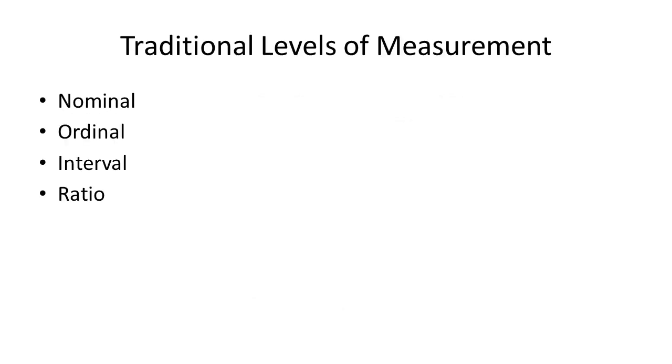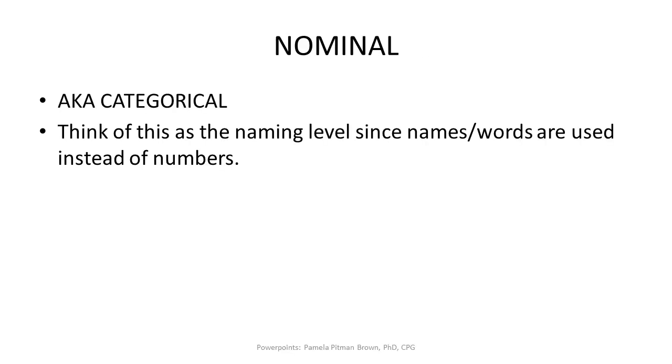Now let's look at our traditional levels of measurement, and we've been over this before, so this is going to be a very quick review. We're looking at nominal, ordinal, interval, and ratio as the levels of measurement, noted as traditional levels of measurement. And remember, when we talk about nominal, we're talking about categorical data. And this is about the naming, so we're using names or words instead of numbers.